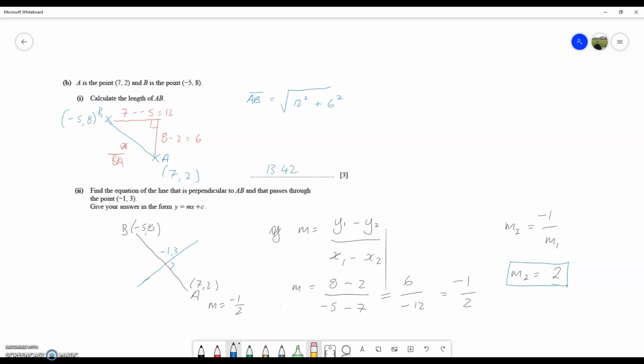And then that makes sense because we've done our diagram. We can see that the black line has a negative gradient and the blue line has a positive gradient, so it all makes sense.